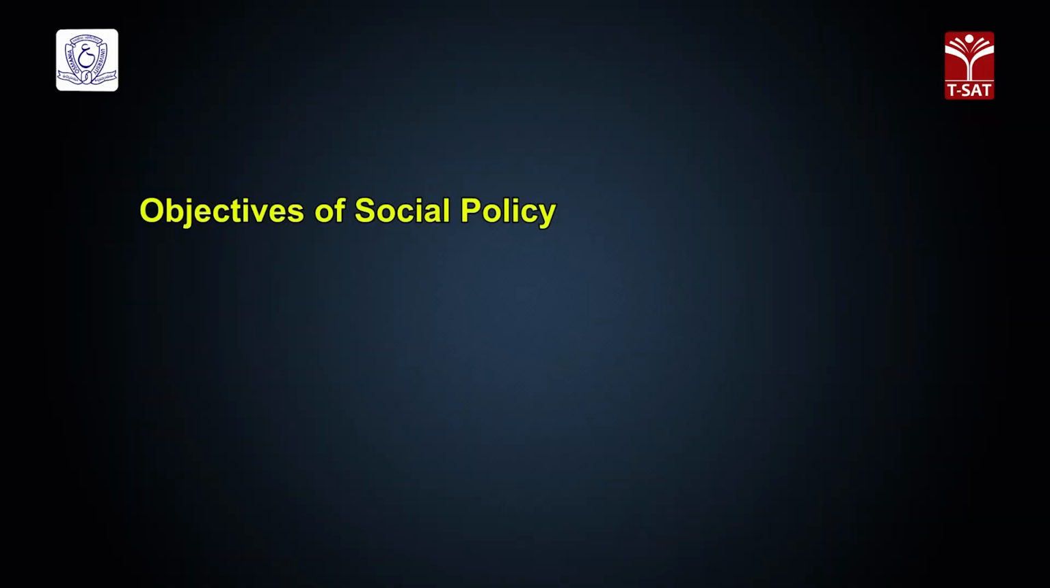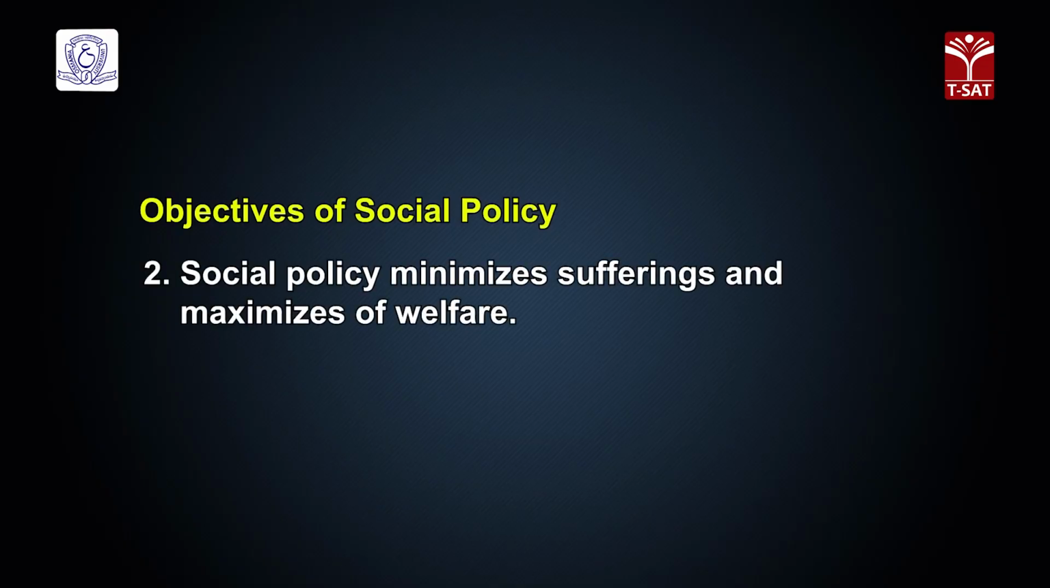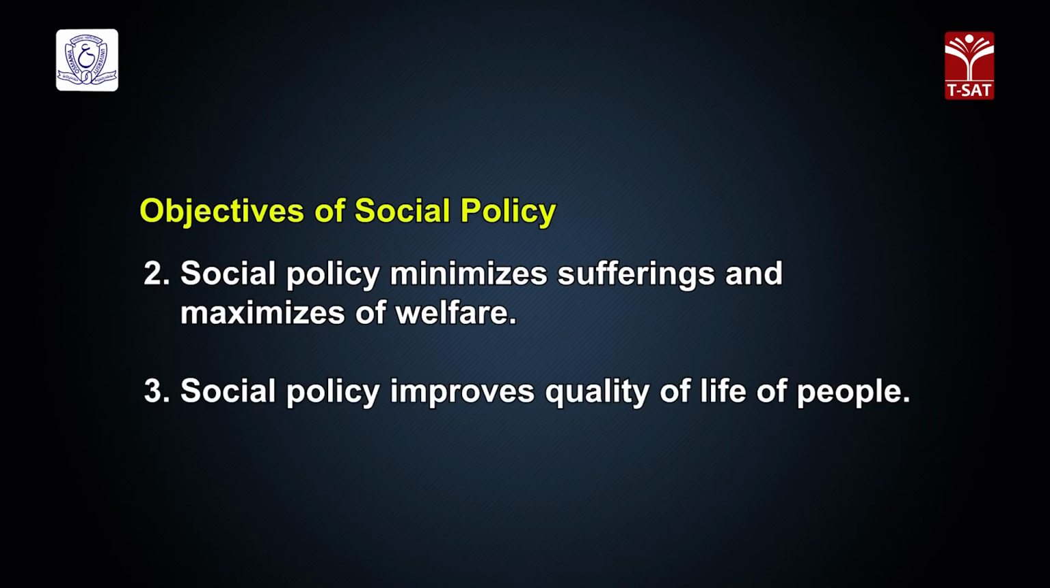It can only achieve moderate social change whereby certain undesirable conditions of a section or sections of society are redressed, and as a result social tension is minimized. Second, social policy minimizes suffering and maximizes welfare. Social policy also improves the quality of life of people.